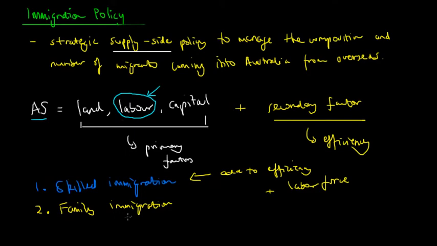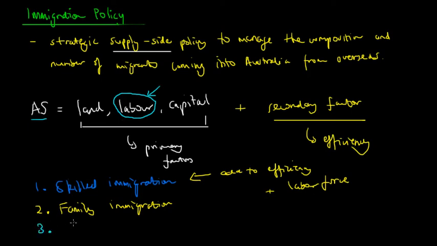And so that is what family immigration is all about, is when, say, your husband or your wife moves over to Australia, or your son or your father moves over to Australia, then you as a direct or close relative or family member are entitled to migrate over as well. So that's the second part of immigration policy, family migration. So new citizenships based on relatives of skilled migration.